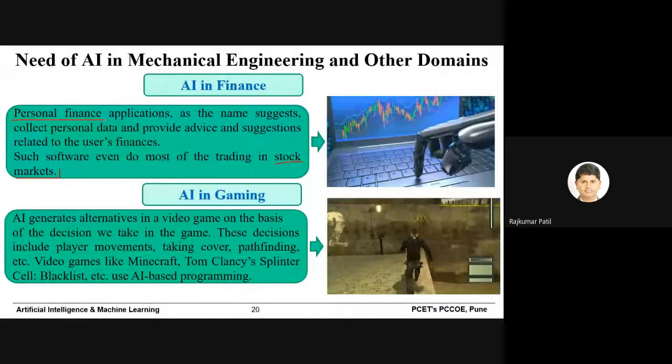So nowadays, most of the gaming systems, some of the examples are given in the slide you can see here, use AI-based programming which, based on your way of playing, automatically creates a new situation for you. And for those new situations, curiosity and interest are maintained, and you keep playing that game for a long period of time.